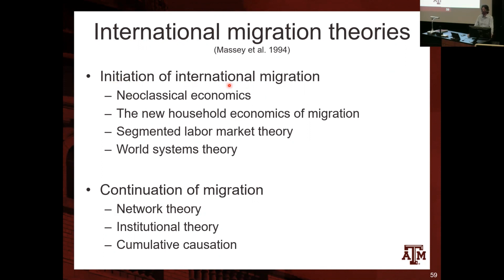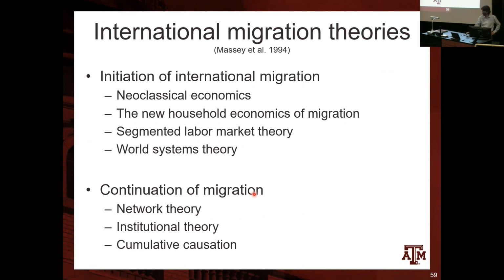The initiation of international migration theories try to understand why people start to move from one country to the other. The continuation is after that specific flow of people from one country to the other started to happen, what are the factors that make that flow continue to happen in the following years, in the following decades?